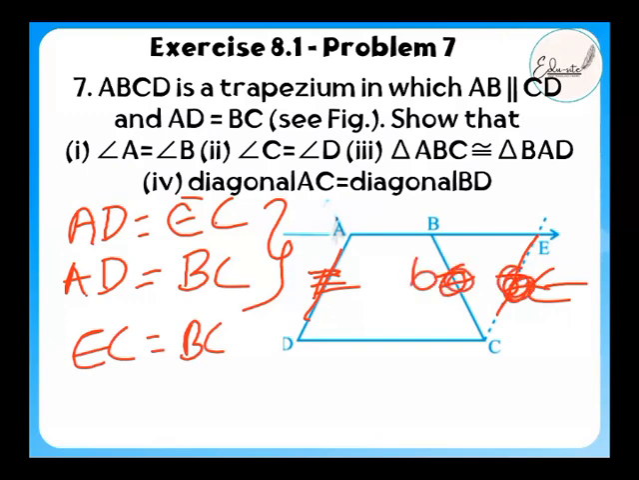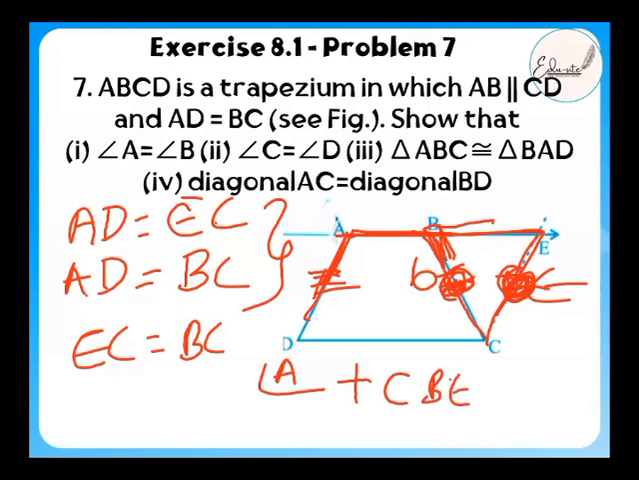If this and this are equal in a triangle, then what happens, beta? If opposite sides are equal, then opposite angles are equal. Which angle is equal? CBE is equal to CEB, right? So if these two angles are equal, then what do we say about the interior angles in a trapezium? Angle A plus angle CBE is equal to 180 degrees.